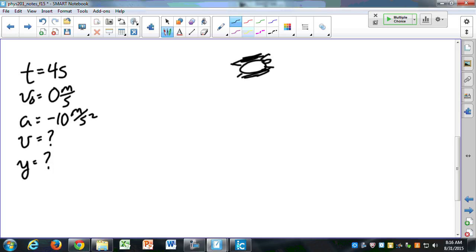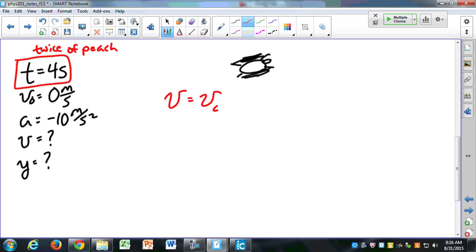Anytime you have the time, the problem is going to be pretty simple. Because, well, this one will be pretty straightforward, you'll see. I do want you to recognize here that the time, 4 seconds, is twice that of the peach. Where the peach was just 2 seconds, and this one is twice that time. So let's find the velocity first. It's going to be 0 minus 10 times 4. It's 40 meters per second.